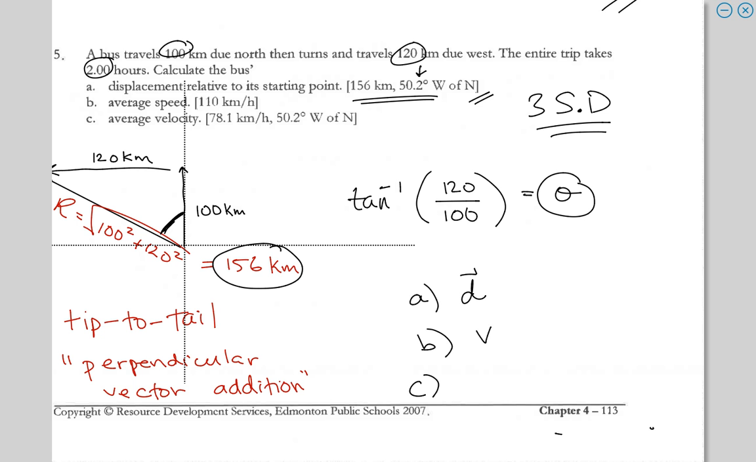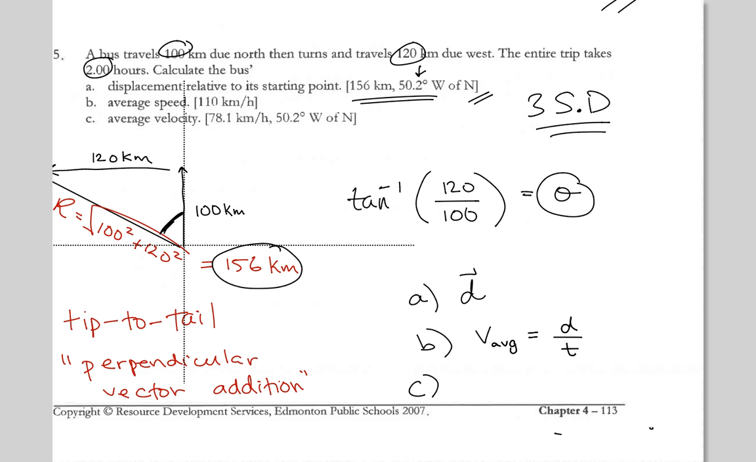Good. Elgin said it, pretty straightforward. V average is equal to D over T. And the D stands for distance here, right? Total distance covered, 220. That's the actual journey. That's the actual distance covered by the bus, right? So 220. It's 100 up, it's 120 over. That's what the bus actually does.